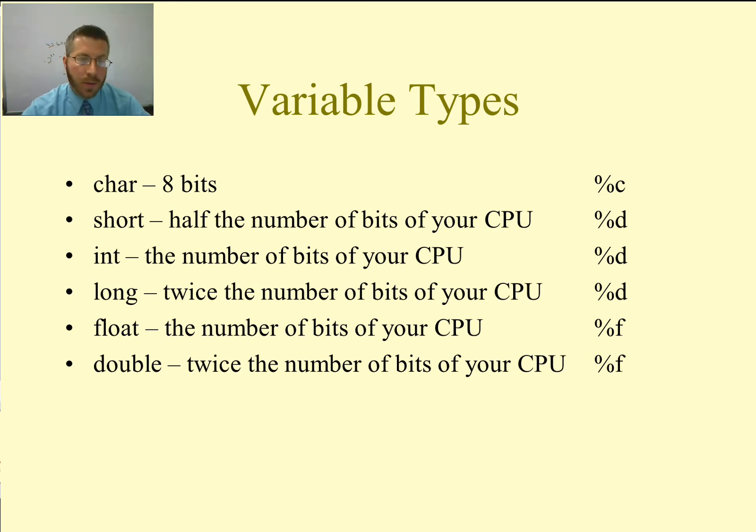We have 2 floating point variable types also, float and double. A float has the same number of bits as our CPU, and a double is twice the number of bits in your CPU. Floating point numbers allow you to have both a mantissa and an exponent. What this allows you to do is to have a whole number followed by decimals. So we can have decimal places. The short, int, and long do not allow you to have decimal places. It's just the whole number part. A float and a double will also allow you to have decimal places on your variable.